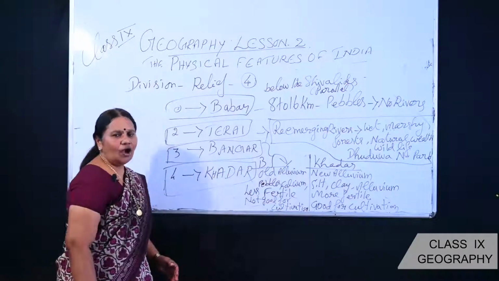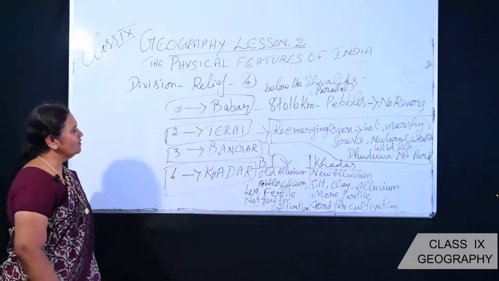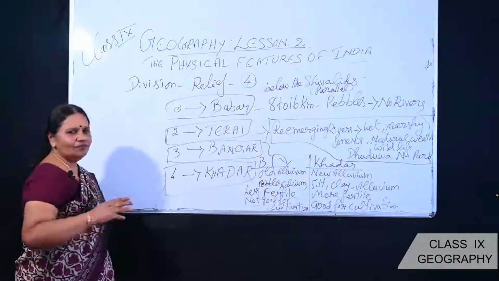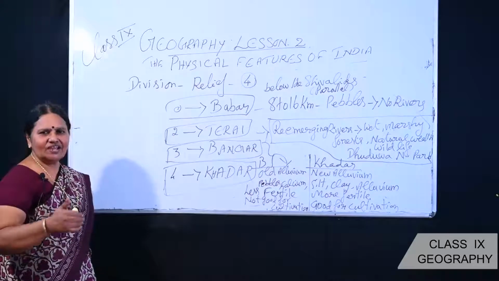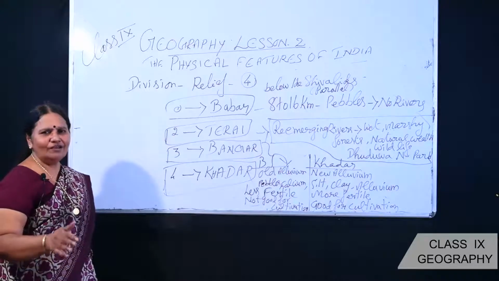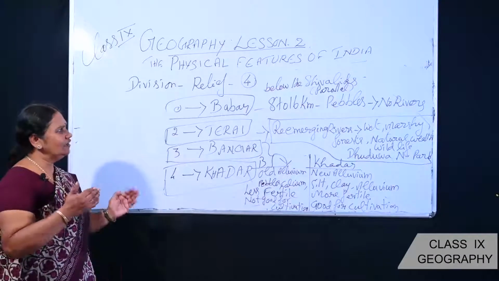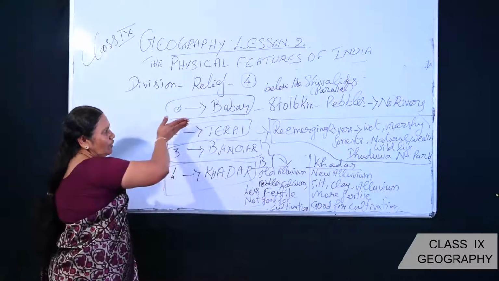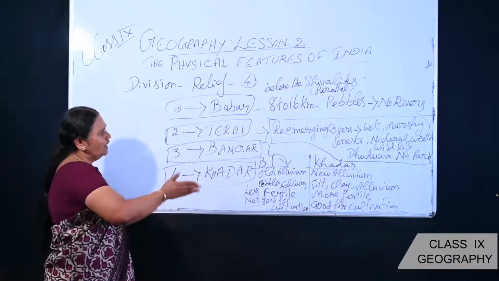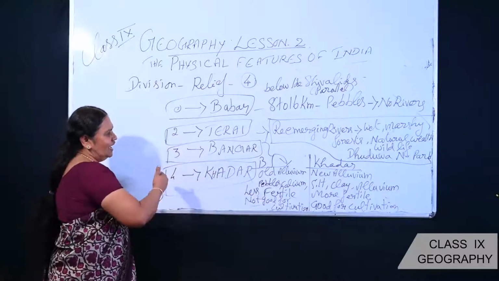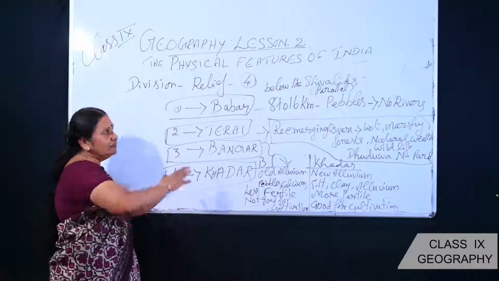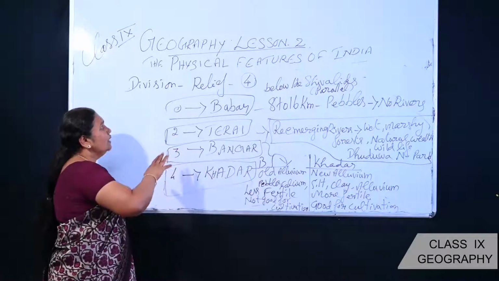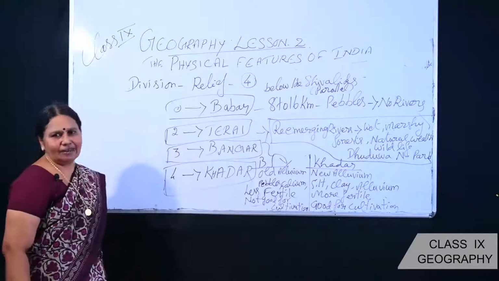In total, how many regions are there on the basis of relief in the northern plain? Don't confuse this: in the Himalayas also we discussed relief, and now we are discussing the northern plain. In the northern plain relief features, we have four categories. Number 1, Babar, next below the Shivalik range, next the Terai region, after that Bangar and Khadar. These are the four important categories we see in the relief features of the northern plains.